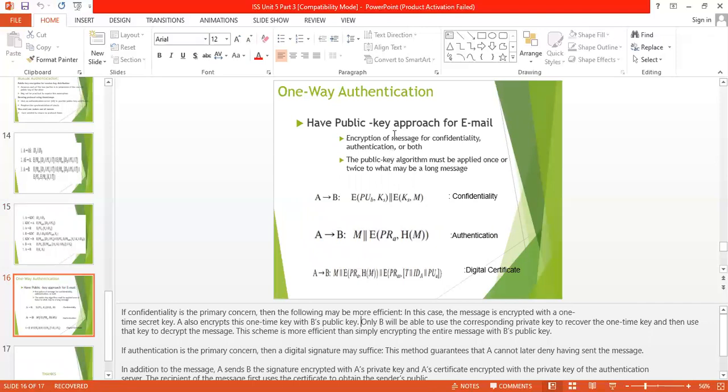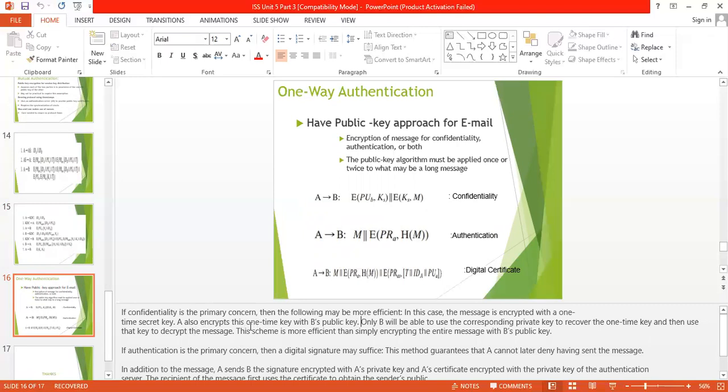First is the confidentiality. Confidentiality is a primary concern. Then the following may be more efficient. In this case, the message is encrypted with a one-time secret key.